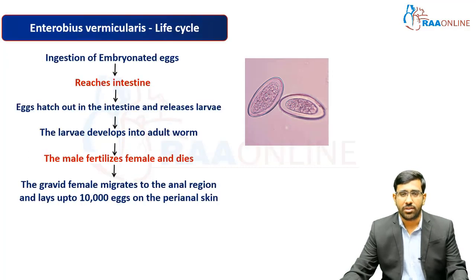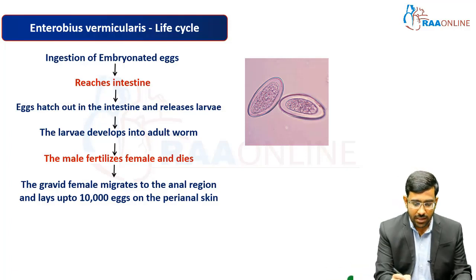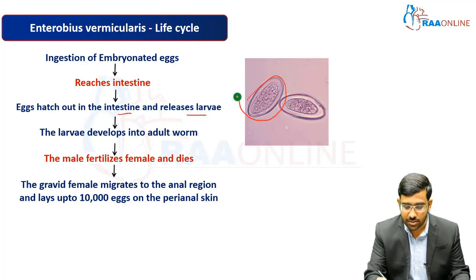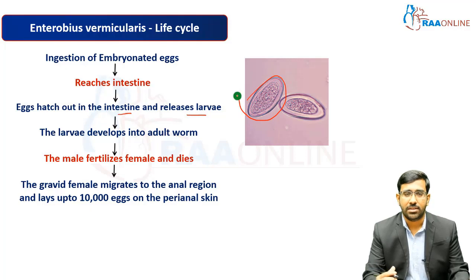Now we will go into the life cycle. Whenever we eat food which is contaminated with the embryonated egg, the egg is going to reach the intestine, hatch out in the intestine and release the larva. This is going to be the tadpole shaped larva, and there is going to be the larva inside this particular egg.